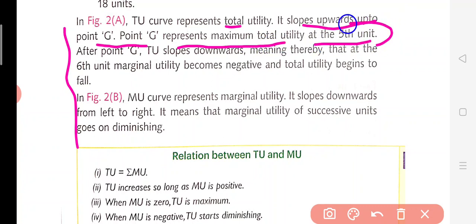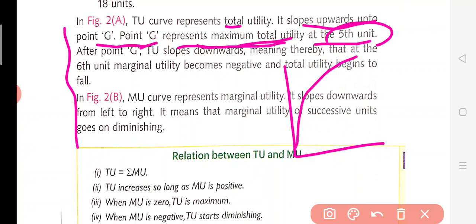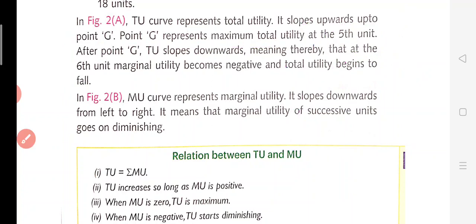Okay, at the fifth unit, what was the level? The G point shows the maximum level of total utility. Remember, what was the maximum level? It was going like this, and at that point when it falls, this is the maximum level over here. So this is the maximum level and it was point G. Okay, at the fifth unit, after the point G, the TU slopes downwards.